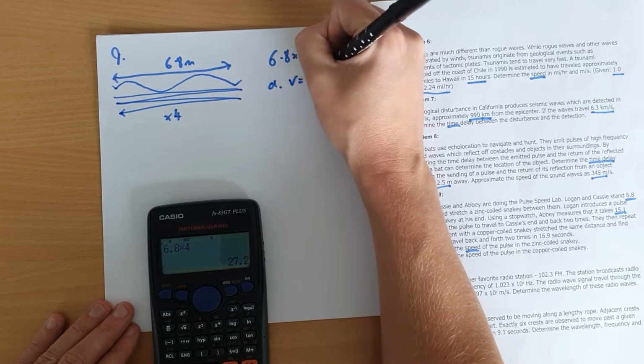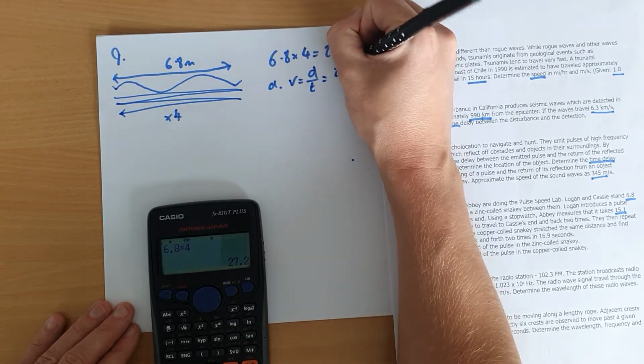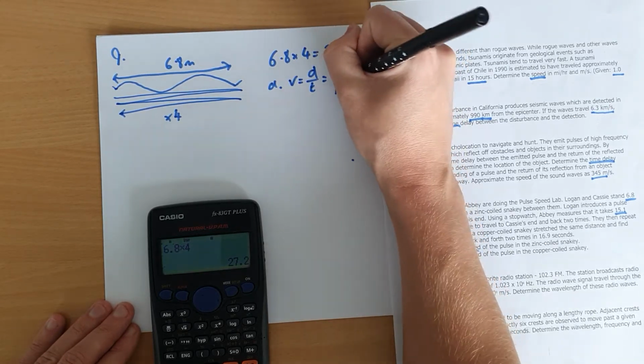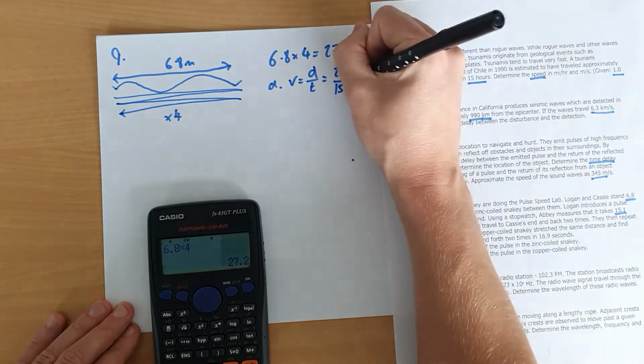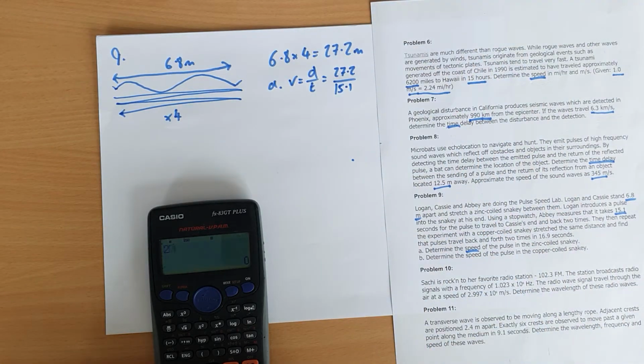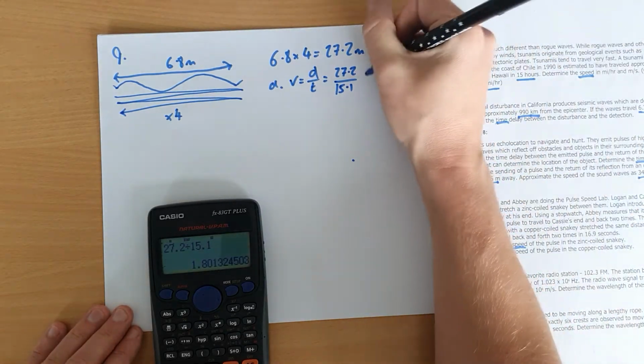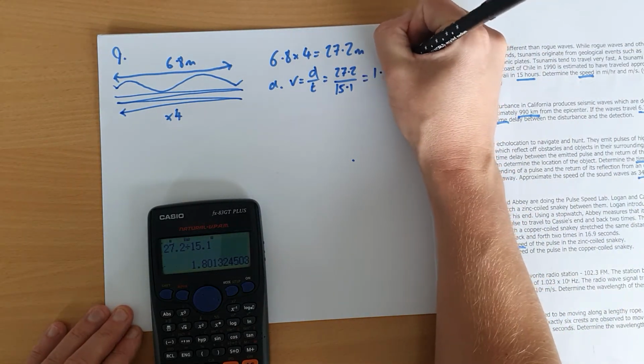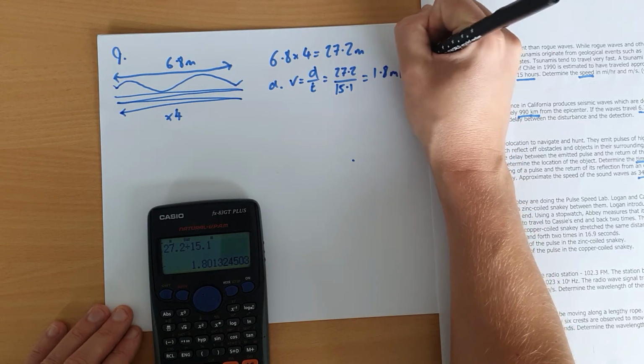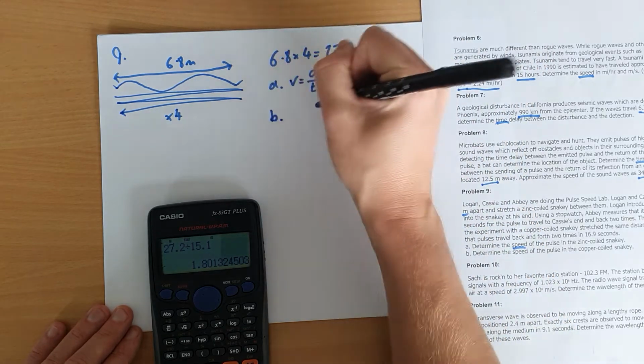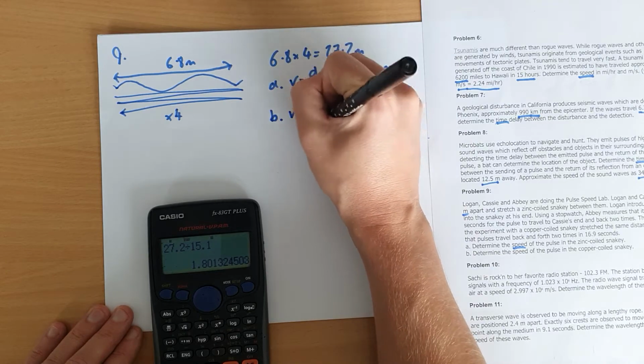So distance divided by time. So in this case, it's 27.2 divided by 15.1. And that gives us 1.8 meters per second.